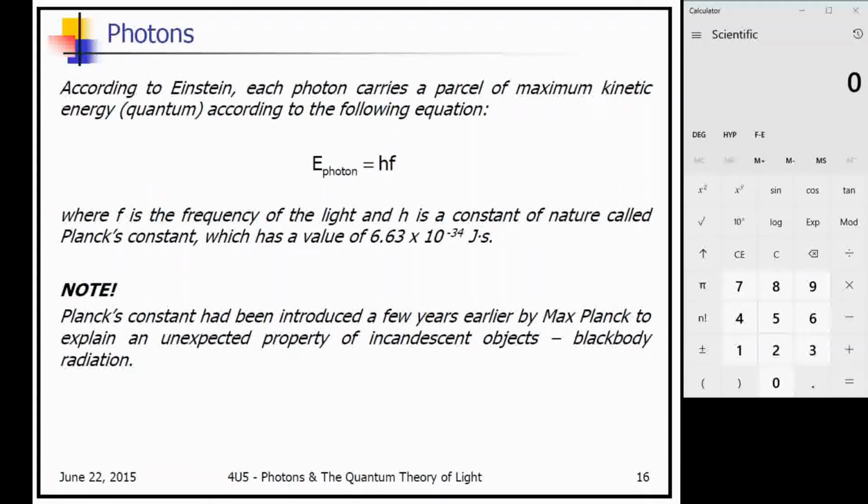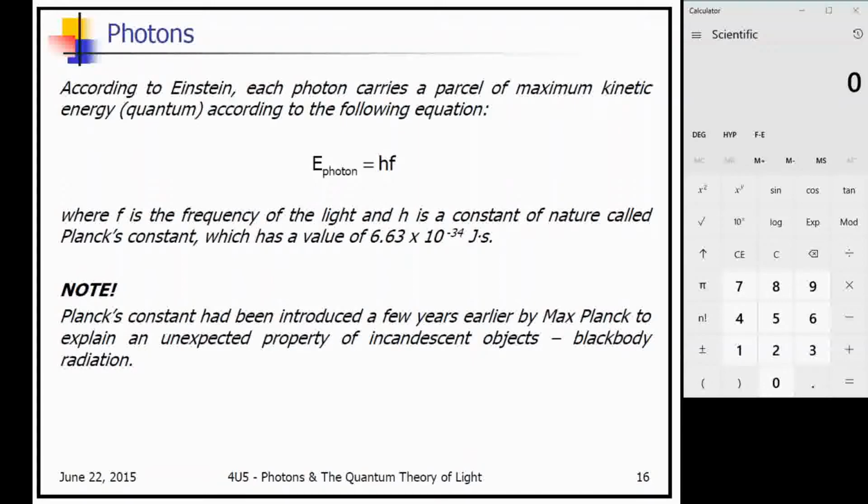And Einstein ends up saying that these photons carry energy in parcels, or quanta, and the amount of energy they carry is equal to h, which is Planck's constant, times f. And Planck's constant, I'd like you to copy this note down. You'll study this more in university, but it was a constant introduced by Max Planck to explain blackbody radiation, which is a property of incandescent objects. It was new at the time, and it's measured in joule-seconds.